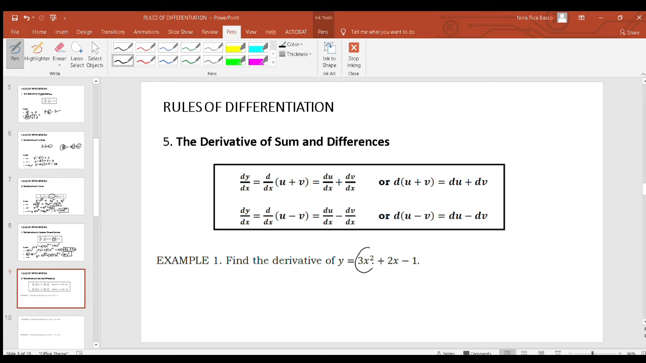So, kada term, hahanapan natin sila ng derivative. So, ano yung derivative ng 3x squared? So, bring down yung 2. 3, bring down yung 2, times x raised to 2 minus 1. Plus, ito namang second term, 2 times 1, kasi 1 yung derivative ng x. Minus, ano yung derivative ng constant natin? 0, di ba? So, 0. Kasi 1 lang siya.